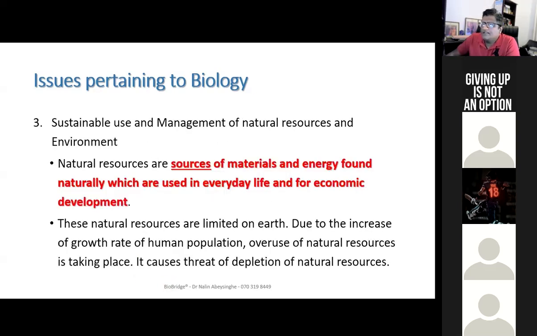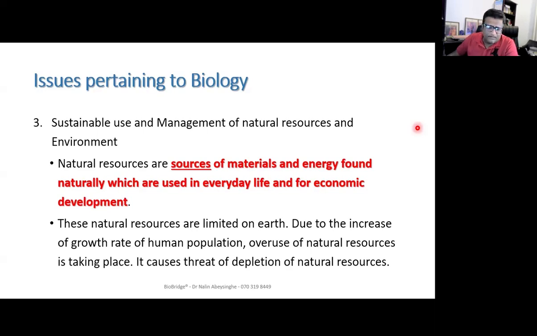Okay. Number three. Sustainable use and management of natural resources and environment.